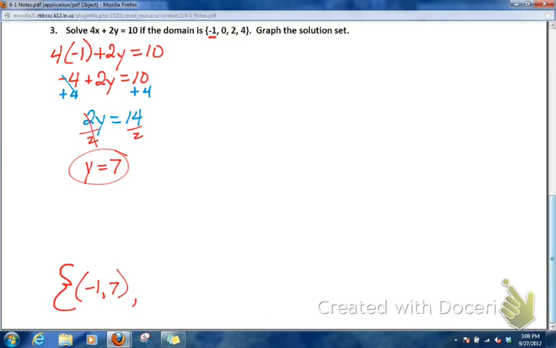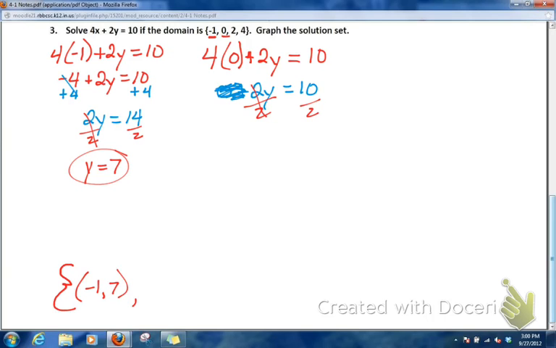Alright, now we're going to do it again. We have the equation 4 times x. Now in this second problem, x is 0 plus 2y equals 10. So in this case, 4 times 0 is 0 plus 2y equals 10. We know that 0 plus anything is just that thing, so 0 plus 2y is just 2y. I don't need to write that. So last step is to divide by 2, and y equals 5. Again, telling me that my next ordered pair is 0, 5.